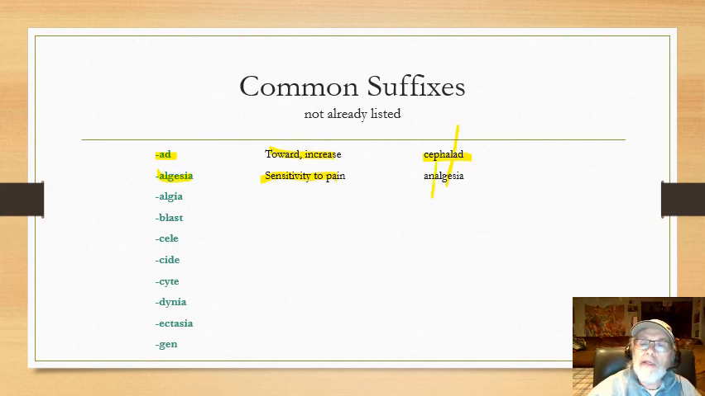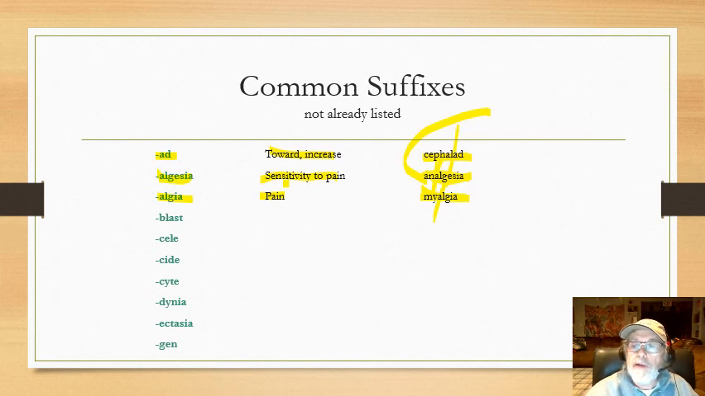Algesia. And this is where we have a prefix and a suffix together. What was a prefix that meant without? So analgesia means without sensitivity to pain. Like aspirin, Tylenol, Motrin, all these are analgesics or analgesic medications. Medications would be the noun, IC is the adjective suffix. Analgesia is without sensitivity to pain, because algesia means sensitivity to pain and an means without. Algia, we talked about that before, means pain. Myalgia means muscle pain, piece of cake.